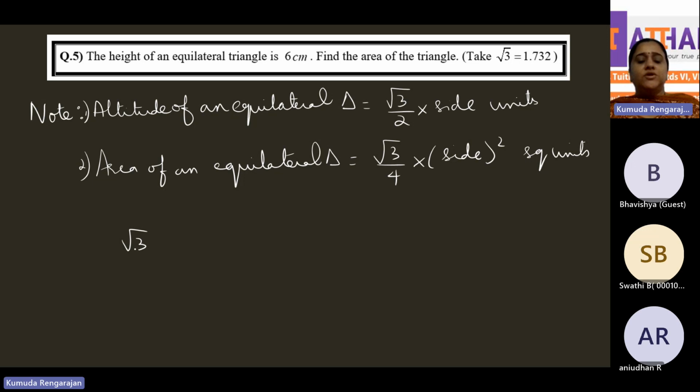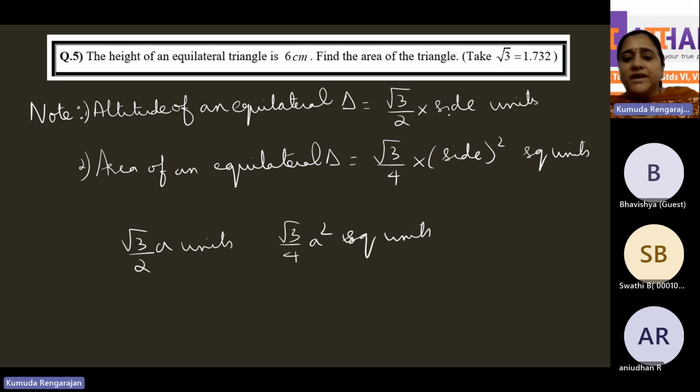You can also, instead of side, you can write root 3 by 2 A. A into side, no, side you can call it A. So root 3 by 2 A units. Understand? And root 3 by 4 A square units. Side can be replaced with A. So then the formula will be root 3 by 2 A units, root 3 by 4 A square units.